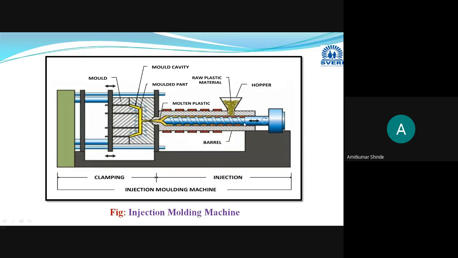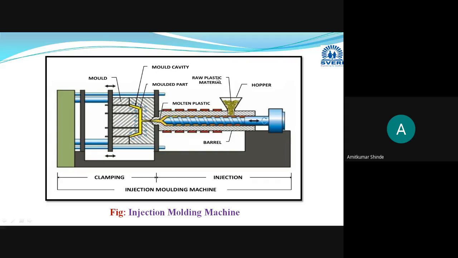This is the screw arrangement, and on this screw we are going to apply the pressure with the help of a ram. Okay, and here this is the final product. This is our mold. You can see here, this is the mold. This is the final product highlighted with this yellow color. This is the molded part, the mold cavity. This is the mold. Okay, this is the barrel or cylinder.